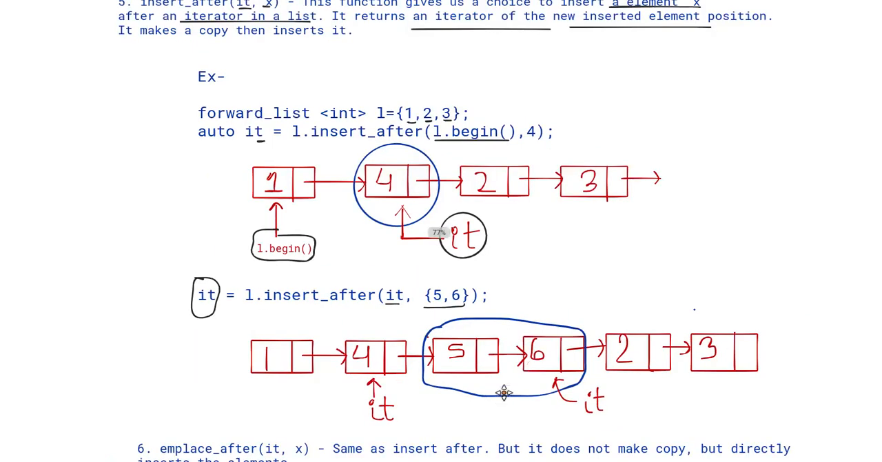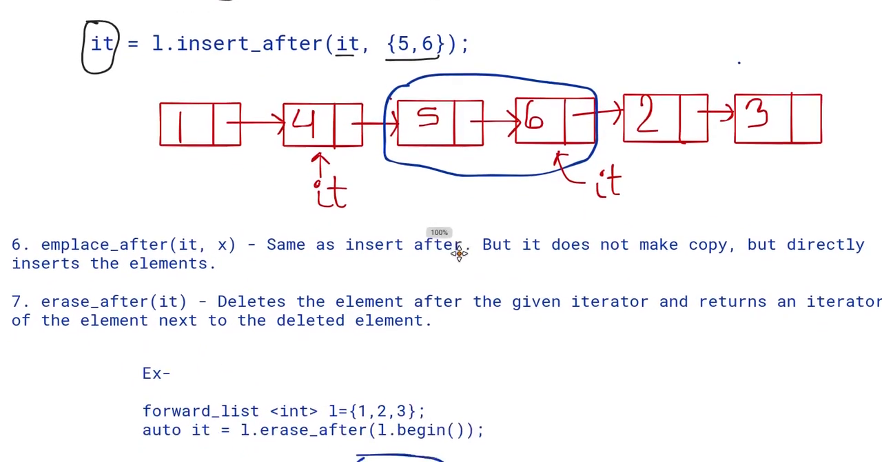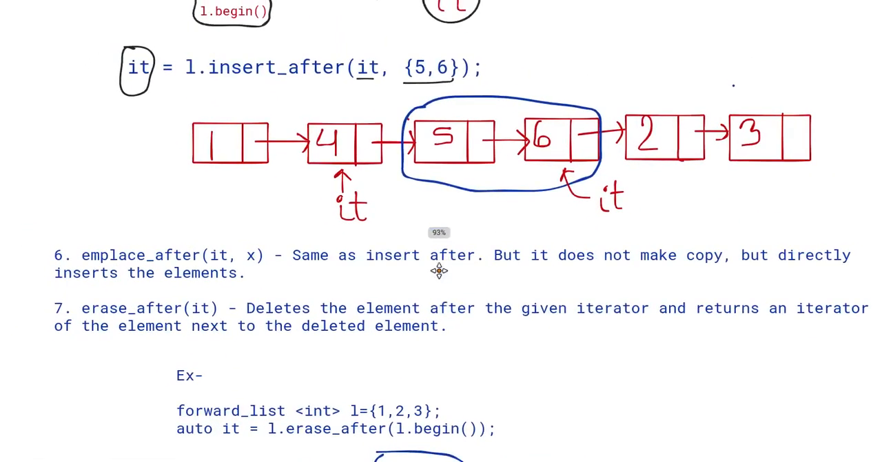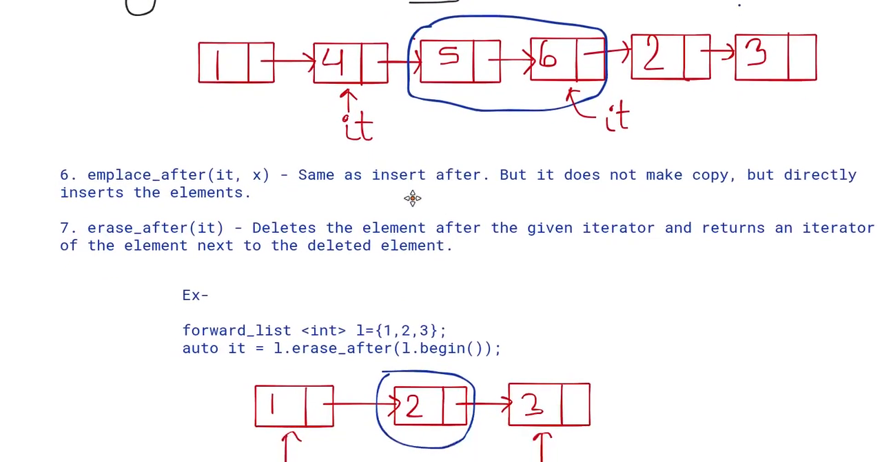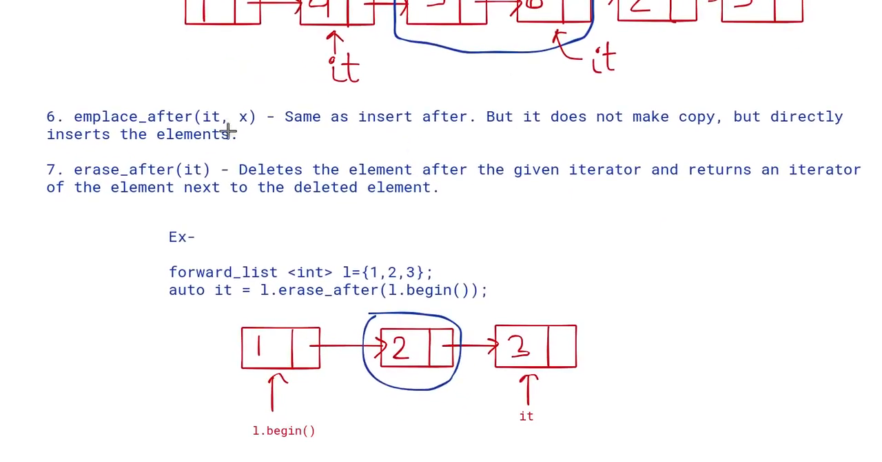Then there is also emplace after, similar to insert after, but there is no copying, it just moves the element. Okay. And there is erase after. What erase after does, it will erase the next element of this iterator. So let's say if we have L.begin and we give L.begin as our iterator, it will delete the element next to it like this, 1, 2, 3.